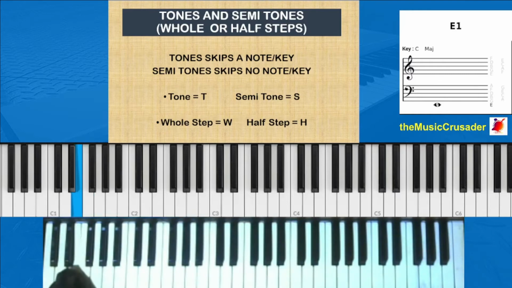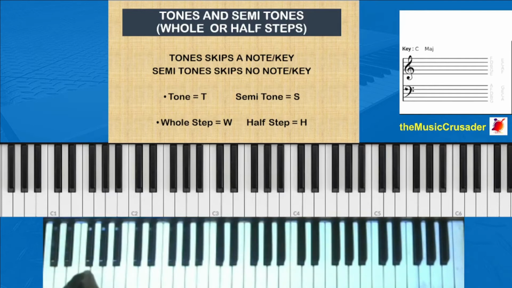I didn't jump any key. There's nothing between the E and the F. So this is a semitone, or a half step. We said a half step does not skip any note, but a whole step skips a note. So from here to here, I didn't skip any note, whether black or white. It's just straight from here to here. So this is a semitone.